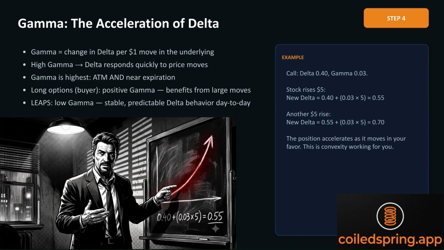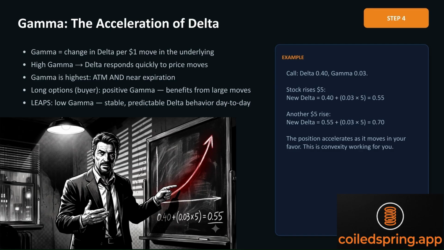Think of it in physics terms. Delta is the velocity of your position. Gamma is the acceleration. When you press the gas pedal in a car, you don't instantly reach 100 kilometers per hour, you accelerate to get there. When a stock moves in your favor, gamma is what causes your option to accelerate, gaining more and more value with each additional dollar of movement.